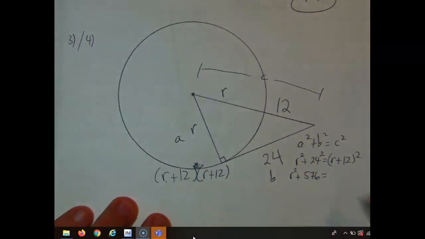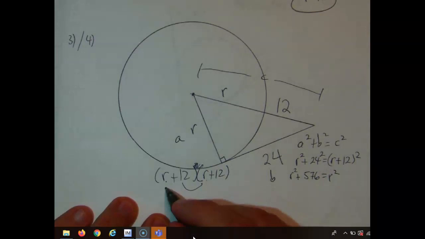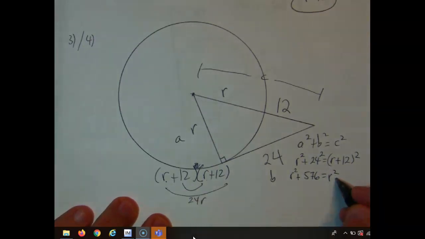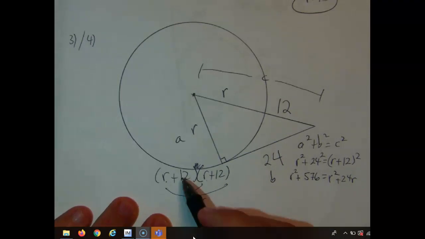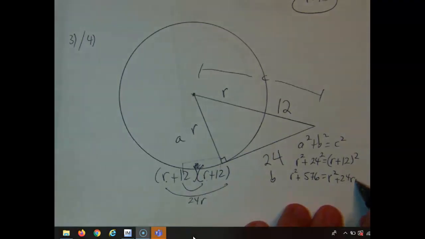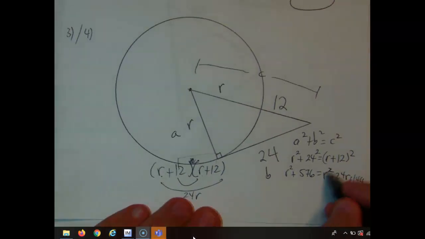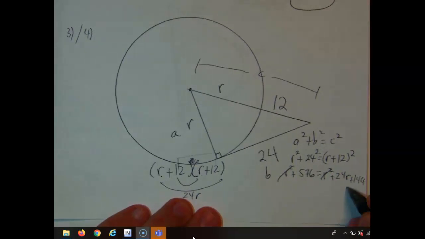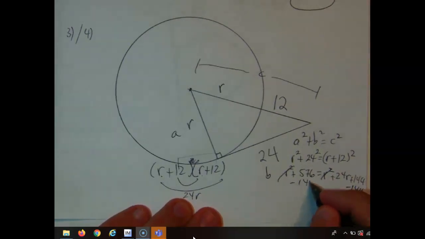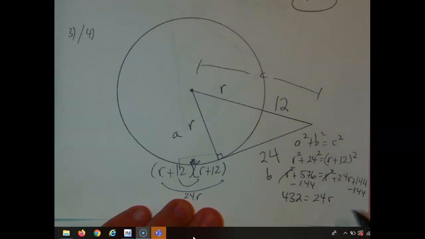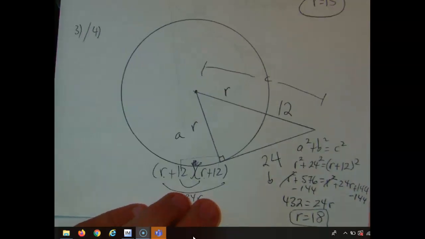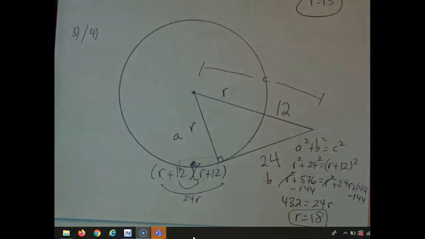So R and R squared. 12R is 24R. And 12 times 12, 144. R squares cancel out. Subtract 144 from both sides. 432 equals 24R. Then divide, and R equals 18. So good job if you got 18 as your answer for this one.